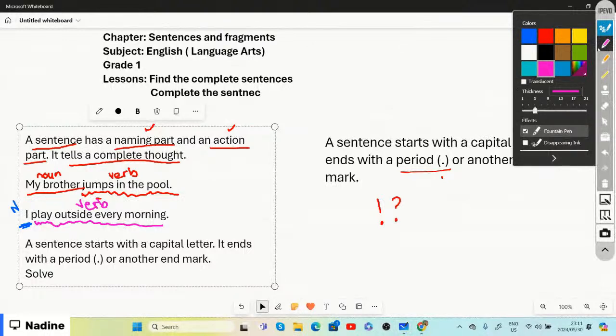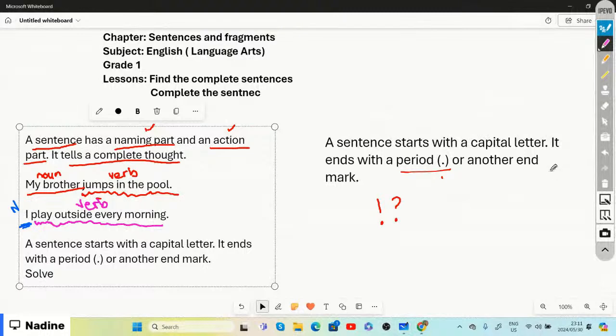And once again, a sentence starts with a capital letter, and a sentence either ends with a period or with any other end mark. And any other end mark can either be an exclamation mark, or it can be a question mark. If the sentence ends with an exclamation mark, then it means that we are expressing ourselves, showing surprise. Or if it ends with a question mark, then it means that we are asking a question.